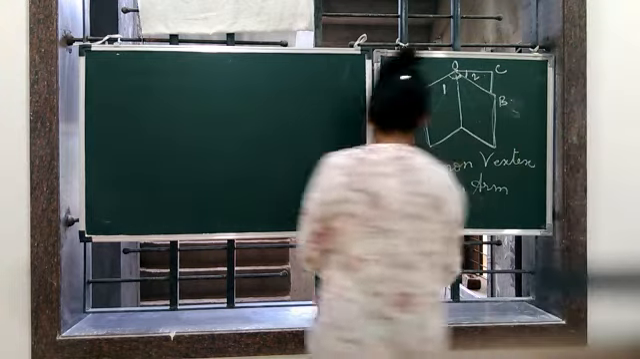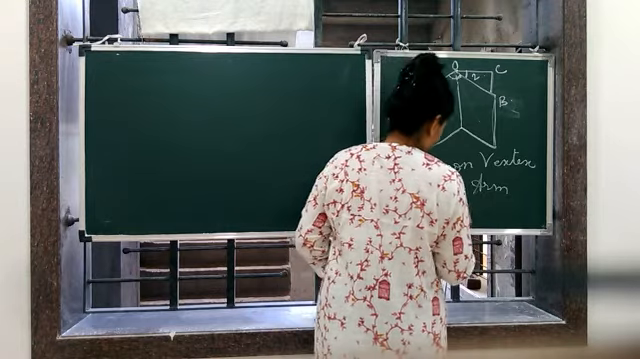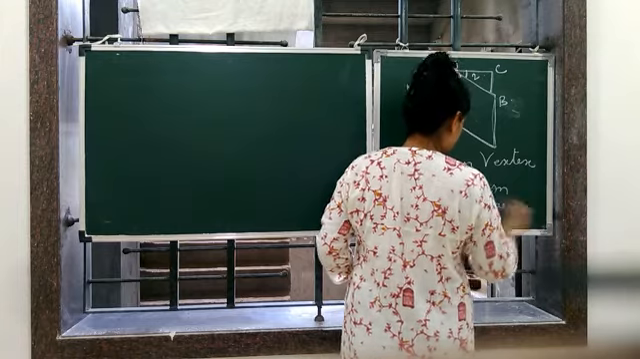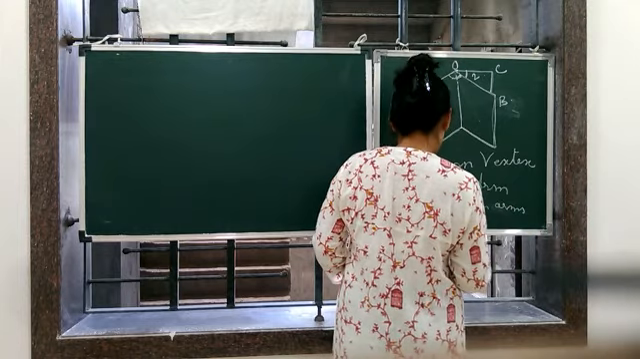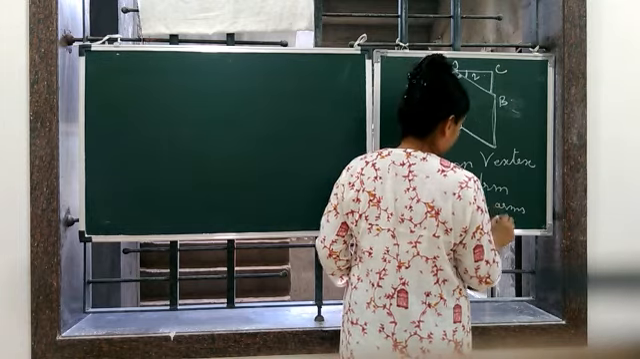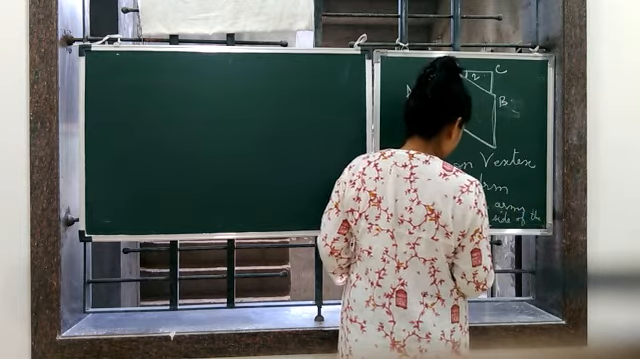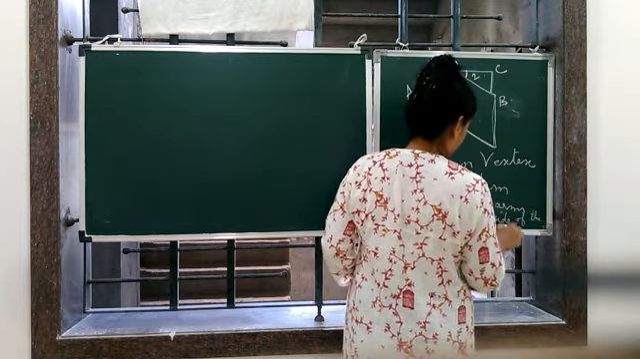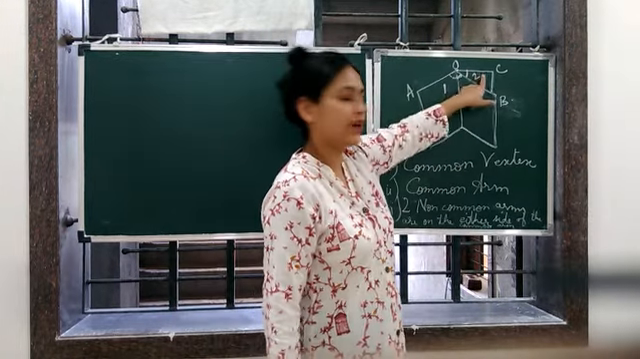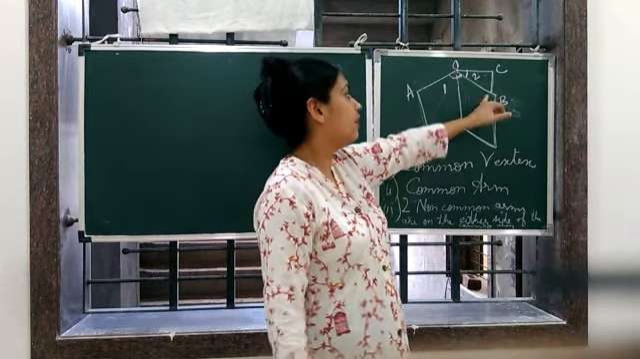So, third one: the two non-common arms are on the either side, meaning on both sides, of the common arm. Okay, got it? So this is one angle and this is one angle. This is the common arm. This is the common vertex. These are the uncommon arms which are on either side of the common arm.